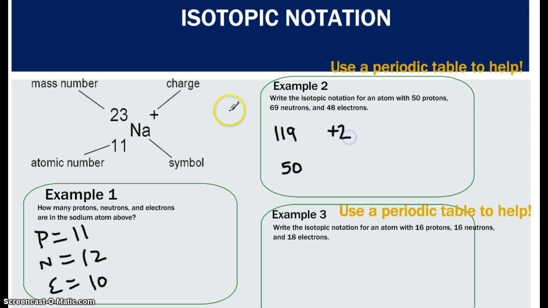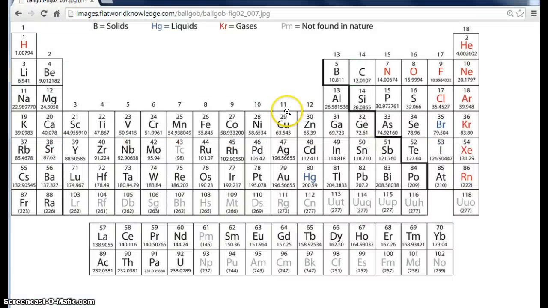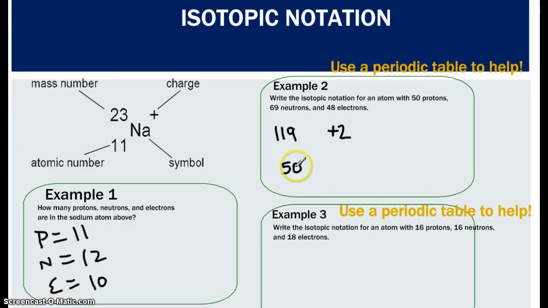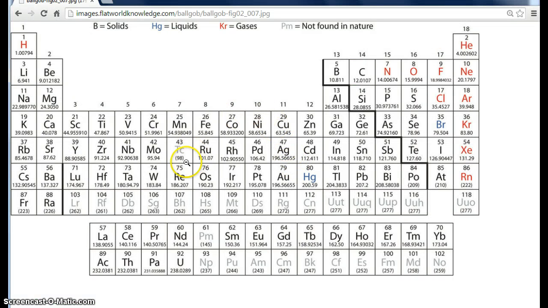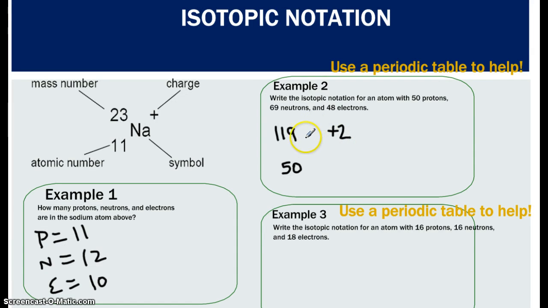Now all I've done here is write the numbers from the symbol and not the element name. To get the element name, you need the periodic table. If you look at it, this says number 50. That's the atomic number. You need to go to the periodic table and find number 50, and it's right here, Sn. Sn means tin. So you just write an Sn. So 119 for the mass number, 50 for the atomic number, positive 2 for the charge.